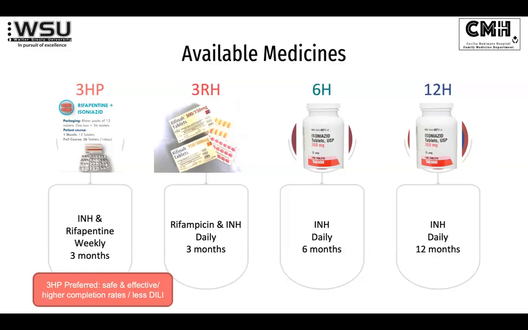The preferred choice in the guideline is the 3HP, mainly because it is safe and effective, but it definitely has higher completion rates. And it has also been shown that it has less risk of a drug-induced liver injury than the INH preparations. That said, both 6H and 12H have very low rates of adverse events. Although there's a risk of DILI, it's actually not that much.